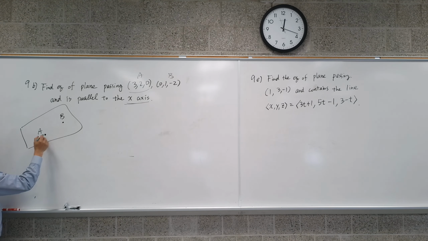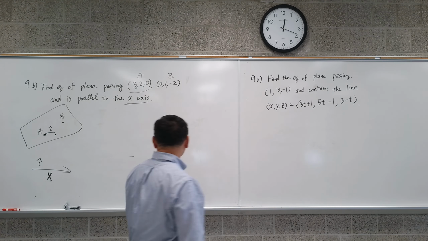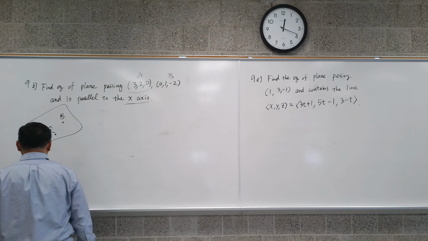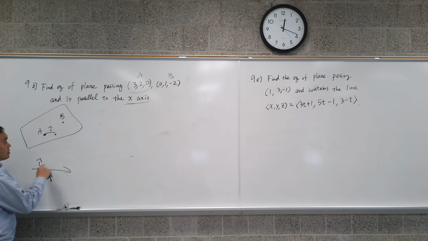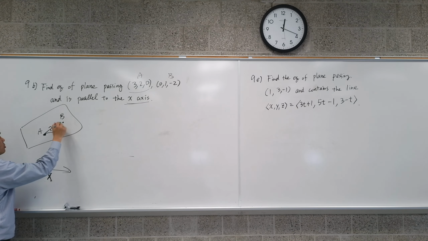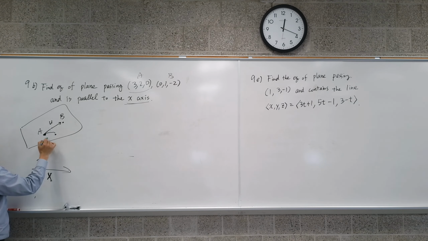So what it's saying is that here's A, and then here's the direction of the x-axis. Now, the direction of the x-axis has the i vector that's in the same direction, right? So you move along the i vector to another point, and that point better still be in this plane. That's what it means to be parallel, right? So we know that i is a vector that's parallel to the plane. Another one is, let's call this vector u.